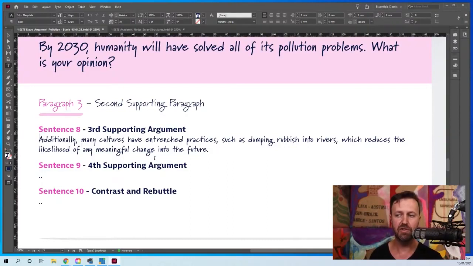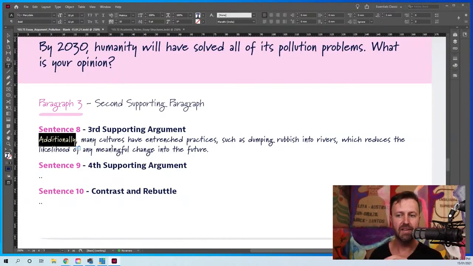Additionally, many cultures have entrenched practices, such as dumping rubbish into rivers, which reduces the likelihood or the probability or the chance of any meaningful change into the future. So if we're talking about combating climate change, environmental damage, we have many entrenched cultural practices around the world of dumping. So unless that's addressed, like we said, these problems aren't necessarily going to go away. So you'll notice here we've got our additionally, which is another adverb. So remember we had our firstly, we had our moreover, then we've got our additionally.